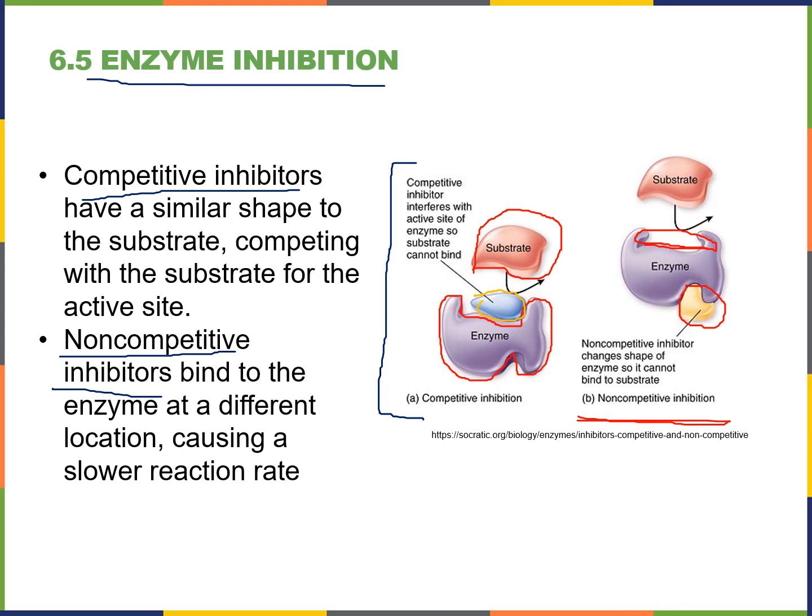Some inhibitor molecules bind to enzymes in a location where their binding induces a conformational change that reduces the enzyme's activity, as it no longer effectively catalyzes the conversion of the substrate to the product. So non-competitive inhibitors, again, bind to the enzyme at a different location, and they cause a slower reaction. We're going to elaborate on this concept a little bit more on the next slide.